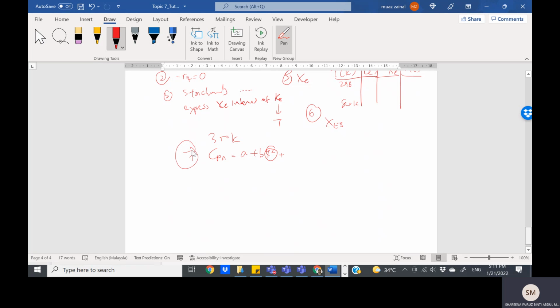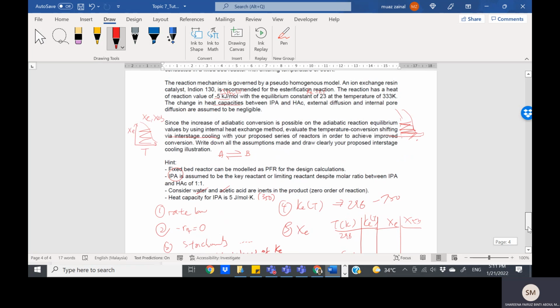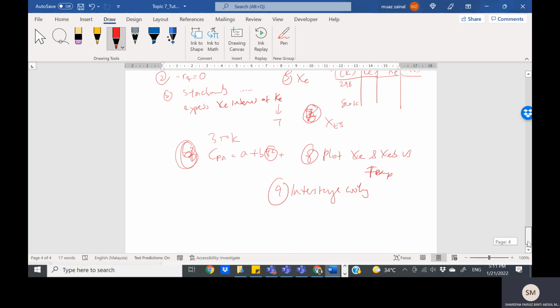Okay, sorry I terlepas dulu, ni sebenarnya nombor 6 dulu. Ni nombor 6, ni nombor 7 lah, sebab nanti CPA ni you akan masukkan dalam XEB, daripada energy balance. Alright, so daripada situ ni nombor 7, ni nombor 6. Okay, so nombor 8 you boleh plot lah. Plot XE and XEB versus temperature, sorry, temperature. Okay, and then nombor 9 buatlah interstage cooling sampai dia nak reach maximum temperature yang dia boleh lah. Alright, okay, so I think that's all.